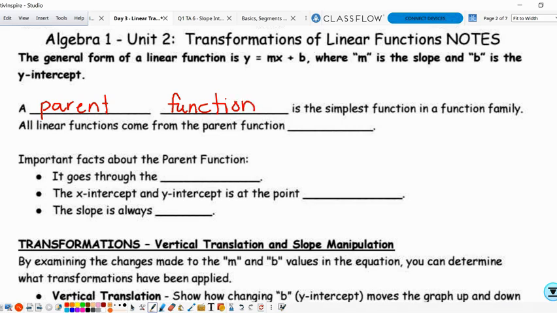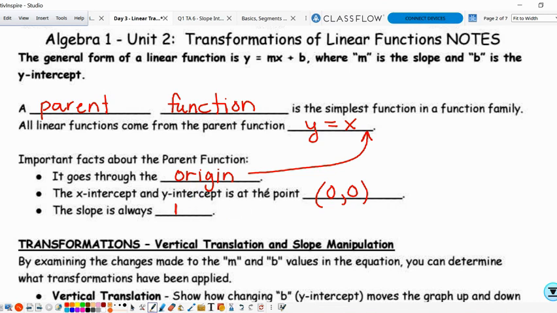All linear functions come from the parent function, y equals x. Important facts about the parent function. It goes through the origin. We should know that, as our y-intercept is not listed on our parent function because it is 0, so it goes through the origin. The x-intercept and the y-intercept is at the point 0, 0, that origin. And our slope is always 1 in the parent function.